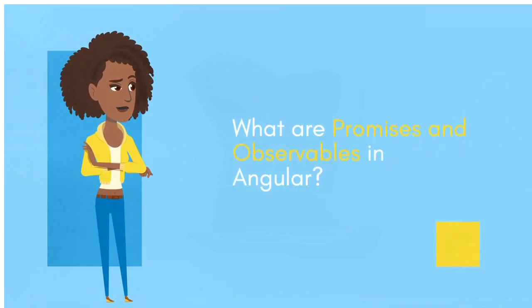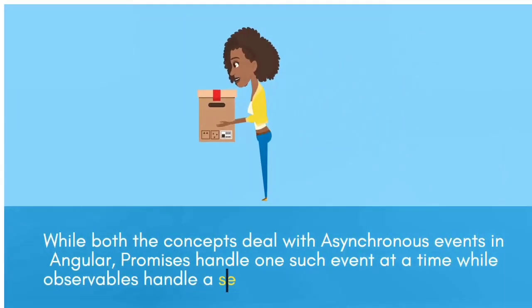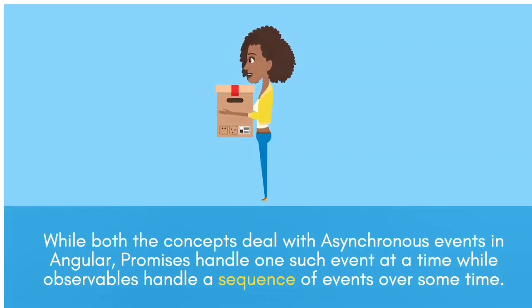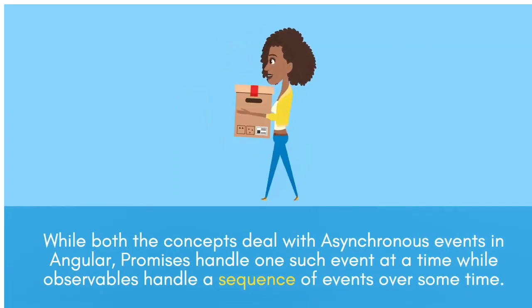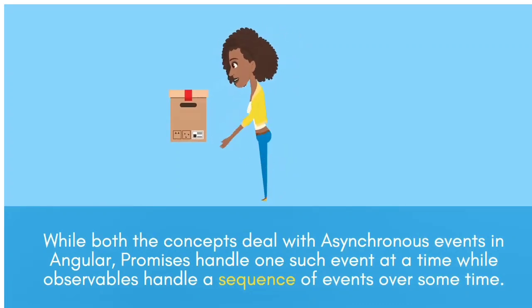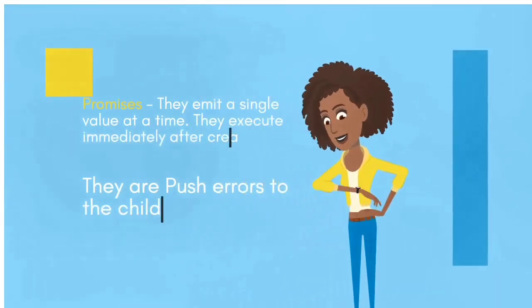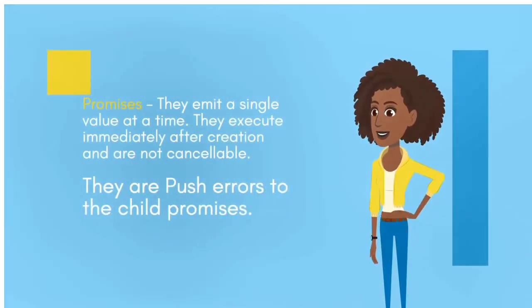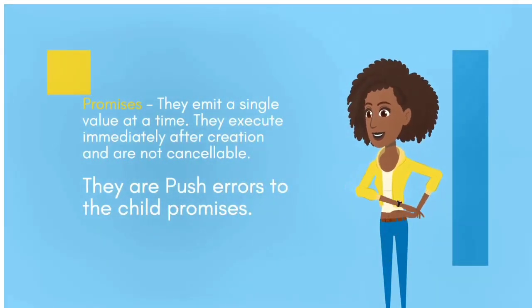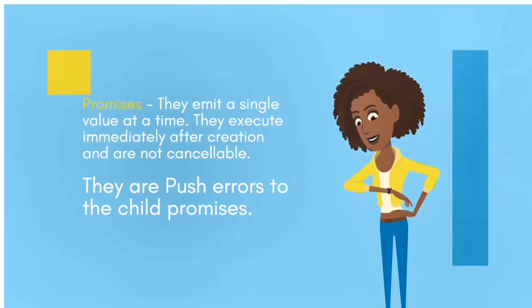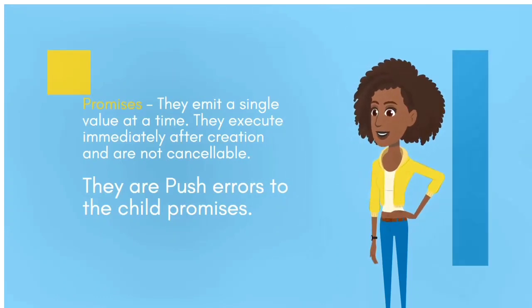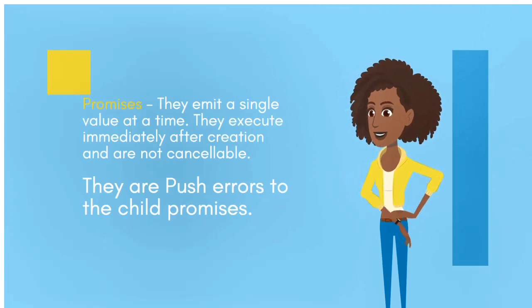What are promises and observables in Angular? While both the concepts deal with asynchronous events in Angular, promises handle one such event at a time while observables handle a sequence of events over some time. Promises: they emit a single value at a time. They execute immediately after creation and are not cancelable. They push errors to the child promises.